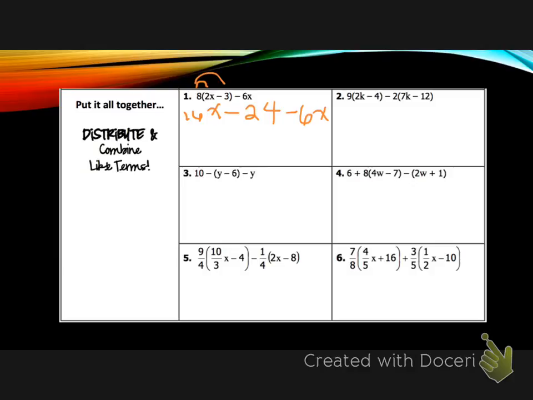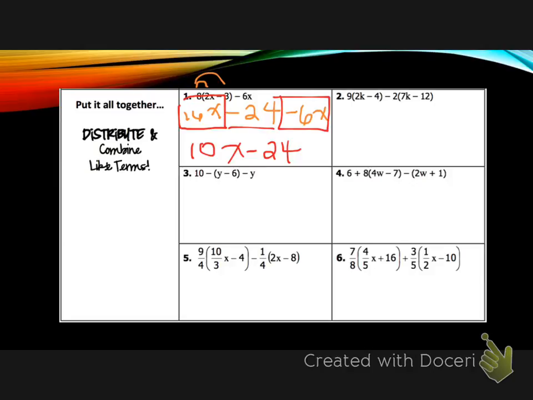So then we're going to look at figuring out what our like terms are. We got a positive 16x and a minus 6x. So 16x minus 6x is going to give us a 10x, and then minus 24, because that's the only constant we have.